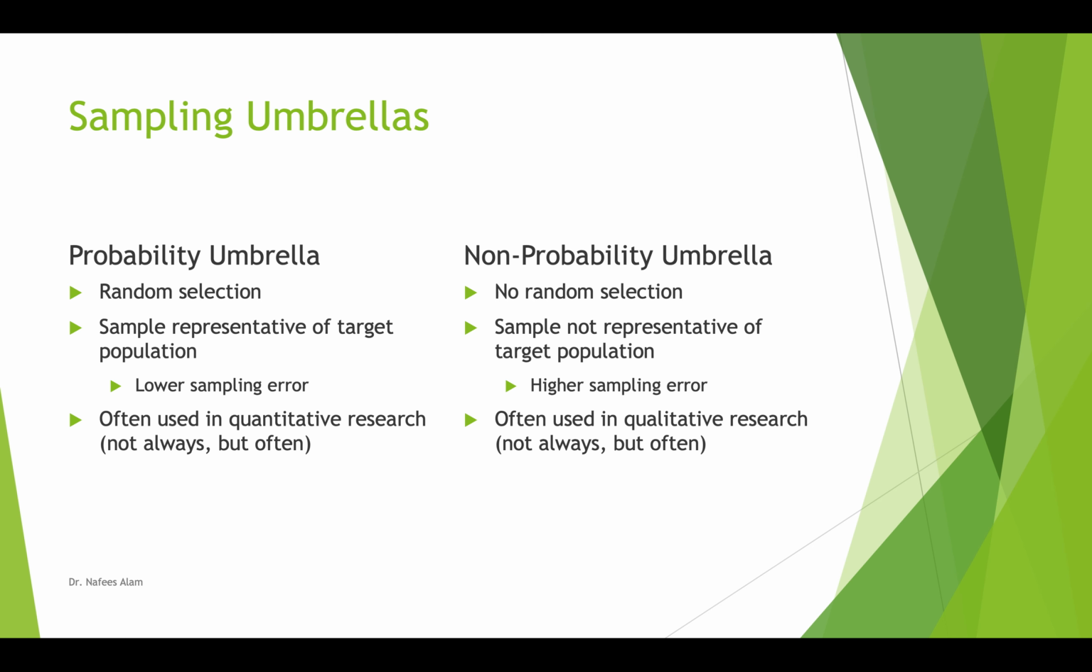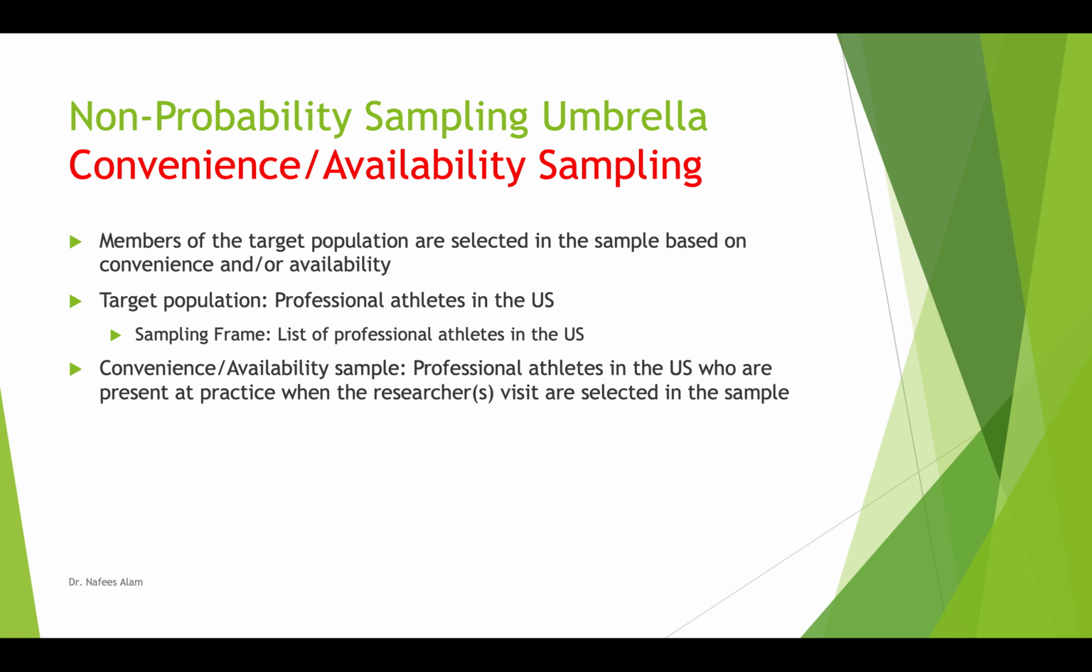Again, the sampling umbrellas slide, I have this posted again, so this way we're transitioning from probability sampling techniques to examples of non-probability sampling techniques. Nothing new here, just the same slide as before. Now we're going to go into non-probability sampling techniques. Under that particular umbrella, first we have convenience or availability sampling.